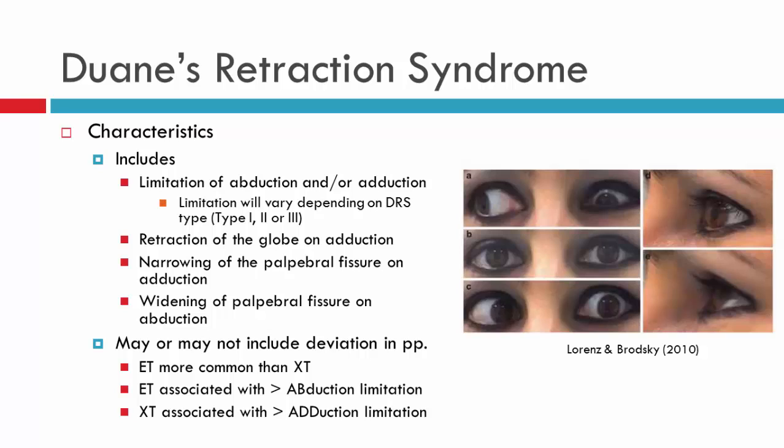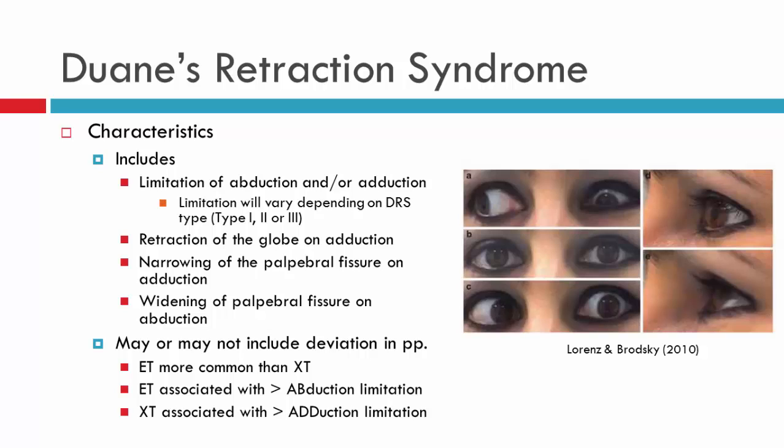In terms of the clinical characteristics of Duane's retraction syndrome, one thing we will notice is limitation of abduction and/or adduction. Now, depending on the type of Duane syndrome that the patient has, and we'll talk about types in the next video, the patient may either have both abduction and adduction affected, or they may have more abduction affected than adduction, or the other alternative, more adduction affected than abduction. Again, we'll come back to this in the next video.